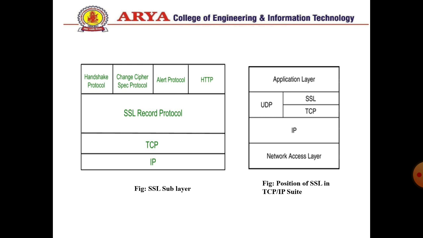Position of SSL in the TCP/IP protocol suite. The position of SSL in the TCP/IP protocol suite is between the application layer and the transport layer, as we can see in the diagram. In another diagram, these are the positions of the SSL sublayers.